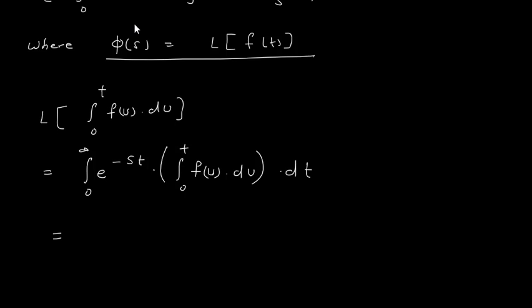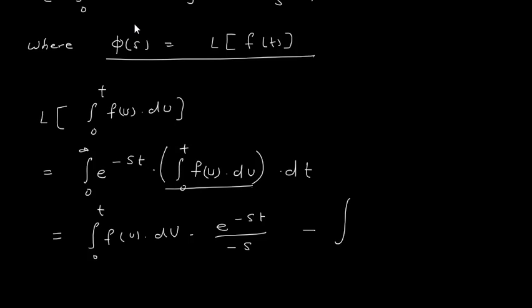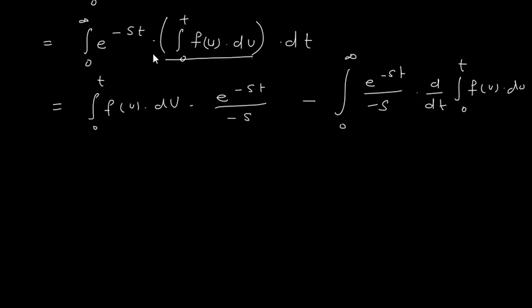So here we consider 0 to t f of u into du as u, into the integral of e power minus st, which is e power minus st upon minus s, minus the integral of, with limits 0 to infinity, e power minus st upon minus s into the derivative d by dt of 0 to t f of u into du, into dt.